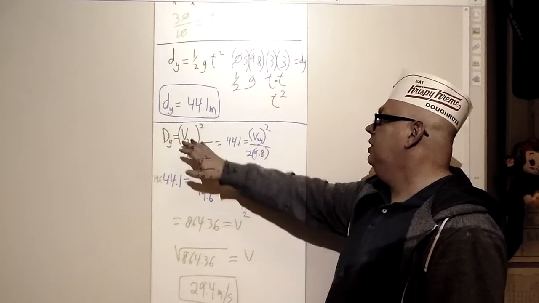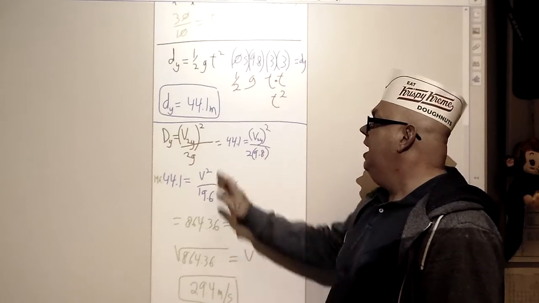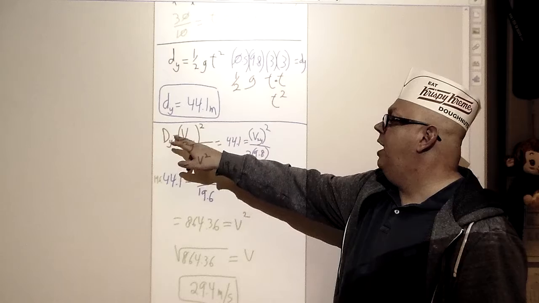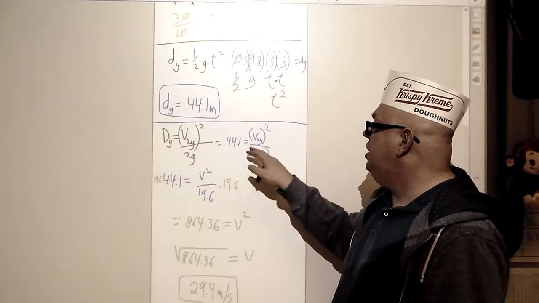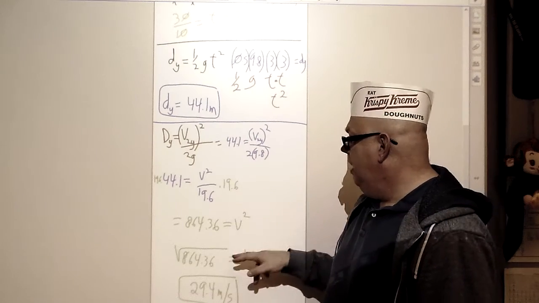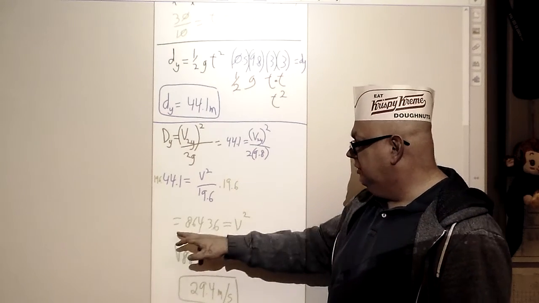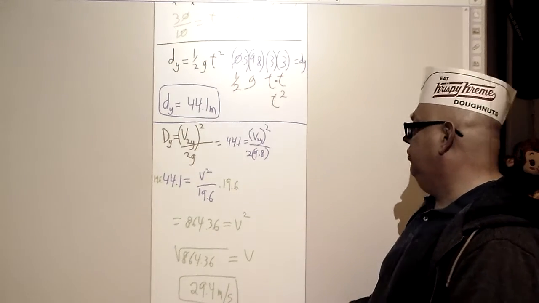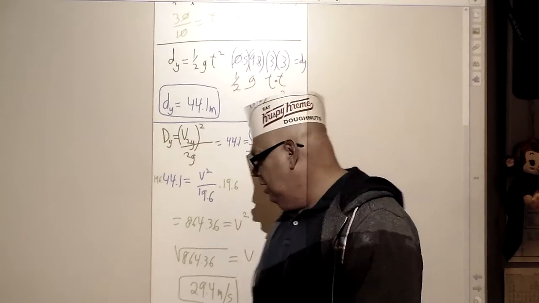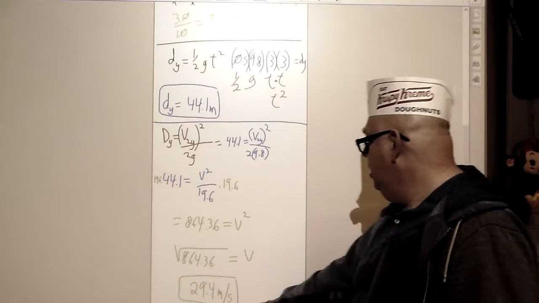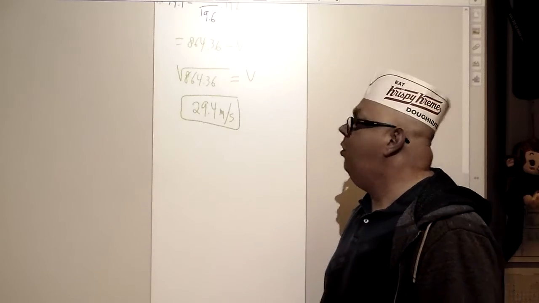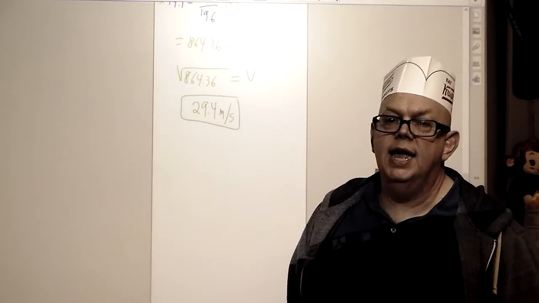Then the next thing, we were looking at v2 in the y direction, and then we used this formula, dy is equal to v2 in the y direction squared divided by 2g. So we plugged that in, and we walked away and said v squared is equal to 864.36, square root of 864.36, and we walk away with 29.4 meters per second.